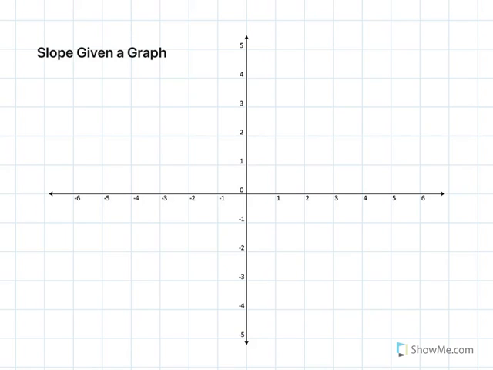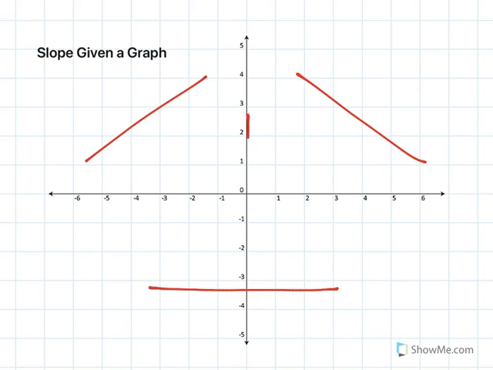Now, if you're given a graph and you're trying to figure out the slope, it becomes relatively easy. The first thing you have to remember is that slopes that go up and to the right are positive. Slopes that go up and to the left are negative. Slopes that are horizontal lines are zero. And slopes that are vertical lines are undefined.